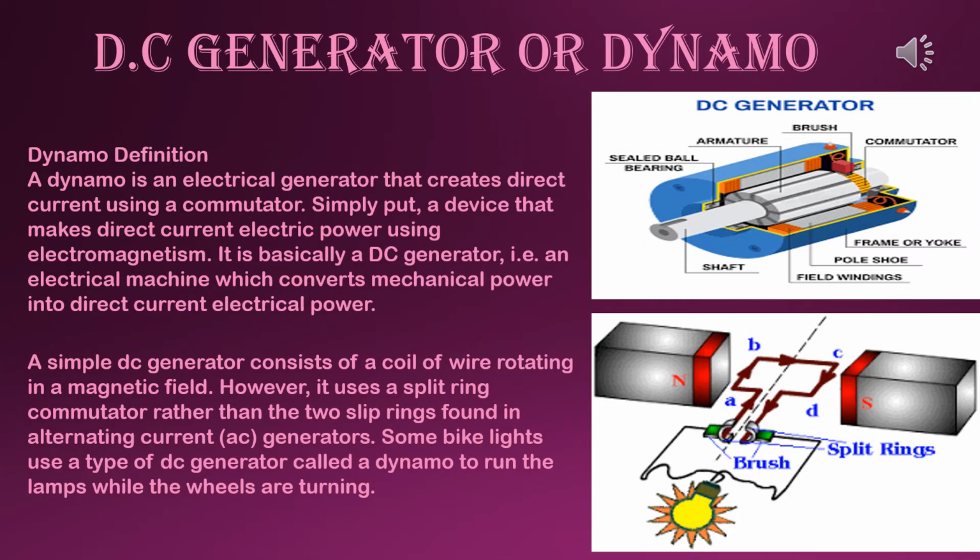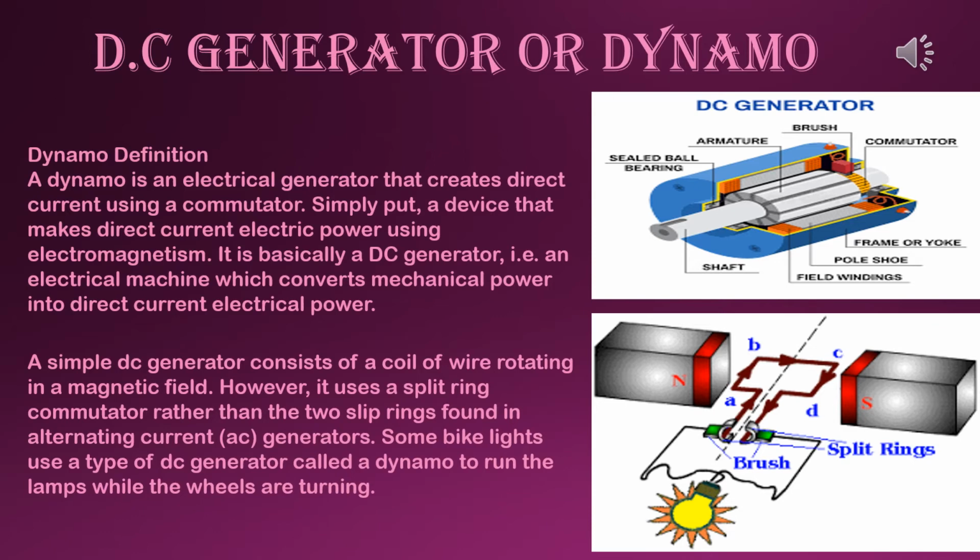Now I am talking about the DC generator or dynamo. Definition first. A dynamo is an electrical generator that creates direct current using a commutator. Simply put, a device that makes direct current electric power using electromagnetism. It is basically a DC generator, that is an electrical machine which converts mechanical power into direct current or DC electrical power.